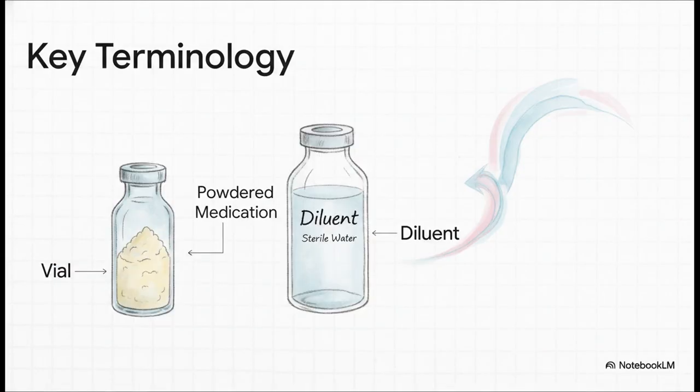Getting these terms right is the very first step, because you're going to see them on every single label and order you encounter. You've got the powdered medication itself, the diluent, which is just the liquid you add to it, and the vial, which is the glass bottle holding the powder. Simple, right? But it's totally foundational.